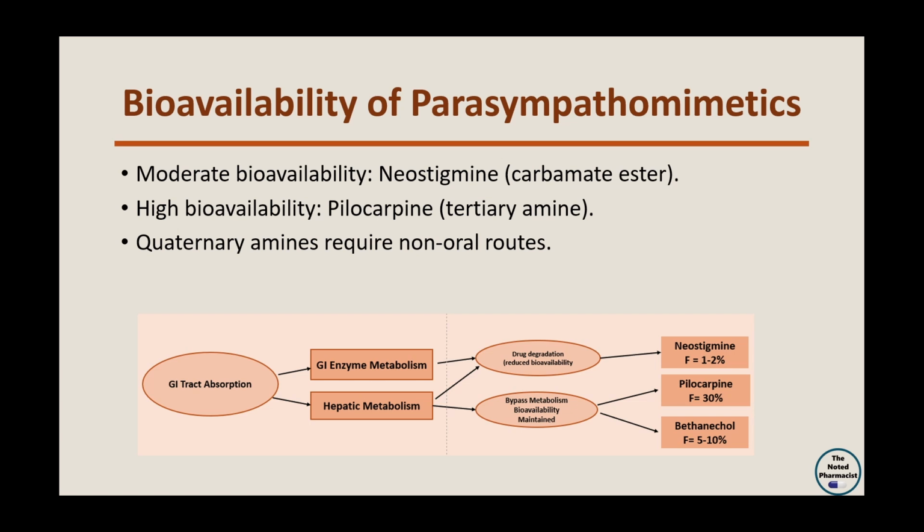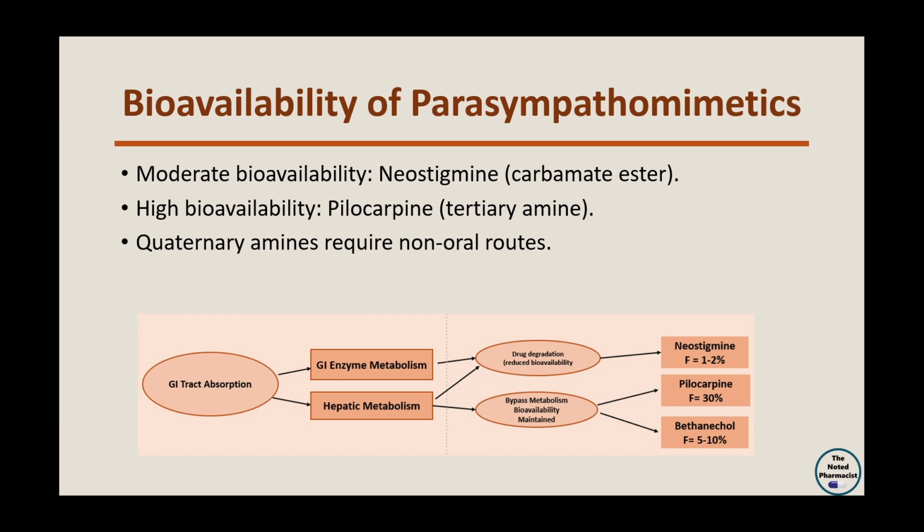Drugs like neostigmine, a carbamate ester, demonstrate moderate bioavailability due to partial resistance to hydrolysis by cholinesterases. In contrast, tertiary amines such as pilocarpine show higher bioavailability because they bypass extensive first-pass metabolism. These differences make tertiary amines more suitable for oral administration, while quaternary amines often require parenteral routes to achieve therapeutic levels.